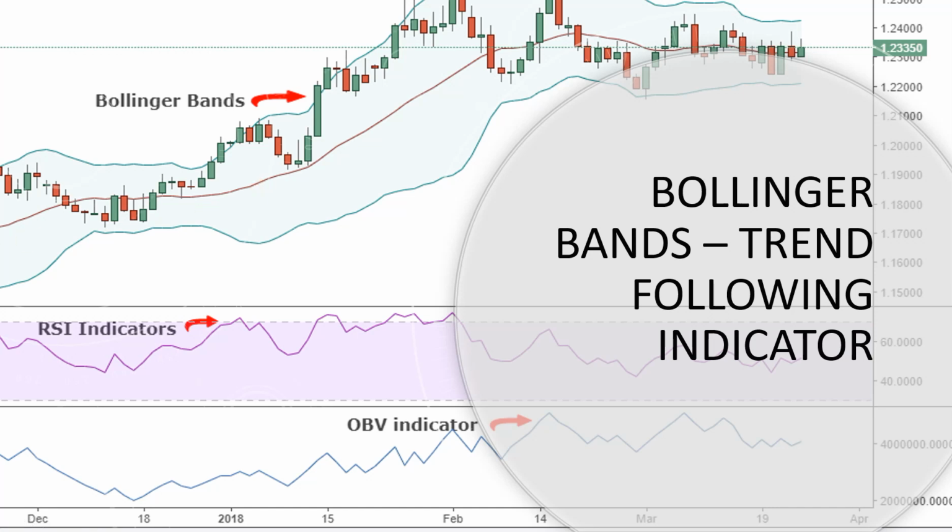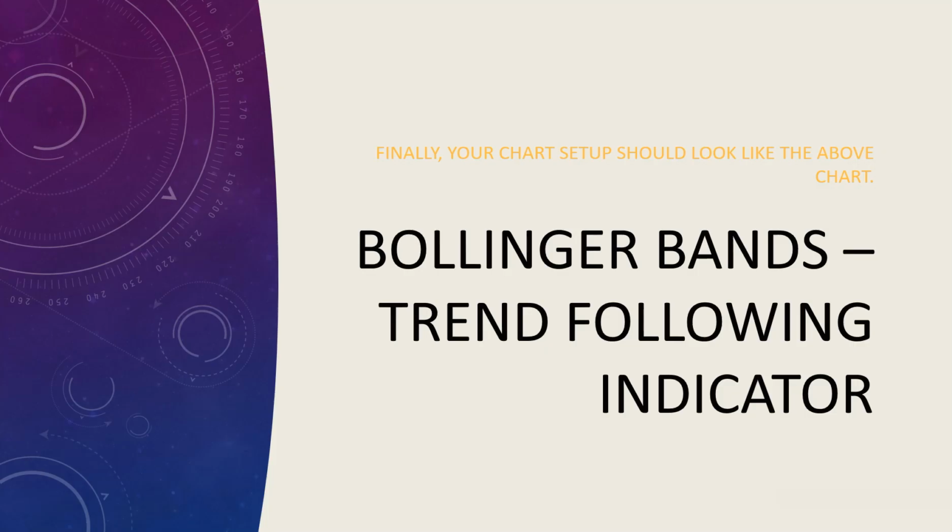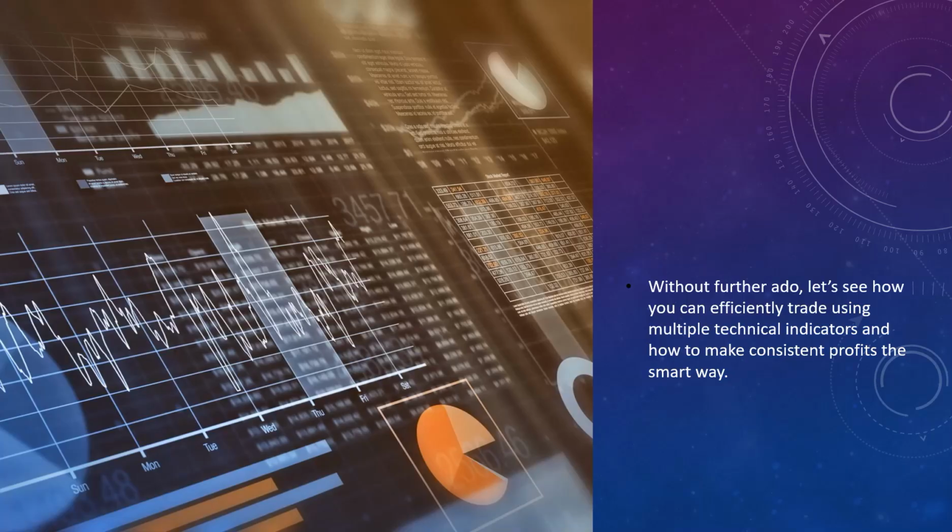So now we have the three indicators on our charts. We haven't made any assumptions yet. We just have the three indicators on our charts. So finally, your chart should look like the chart that we just saw. Now, Bollinger Bands, like I said, is a trend following indicator. Without further ado, let's show how you can efficiently trade using multiple technical indicators and how to make consistent profits the smart way.